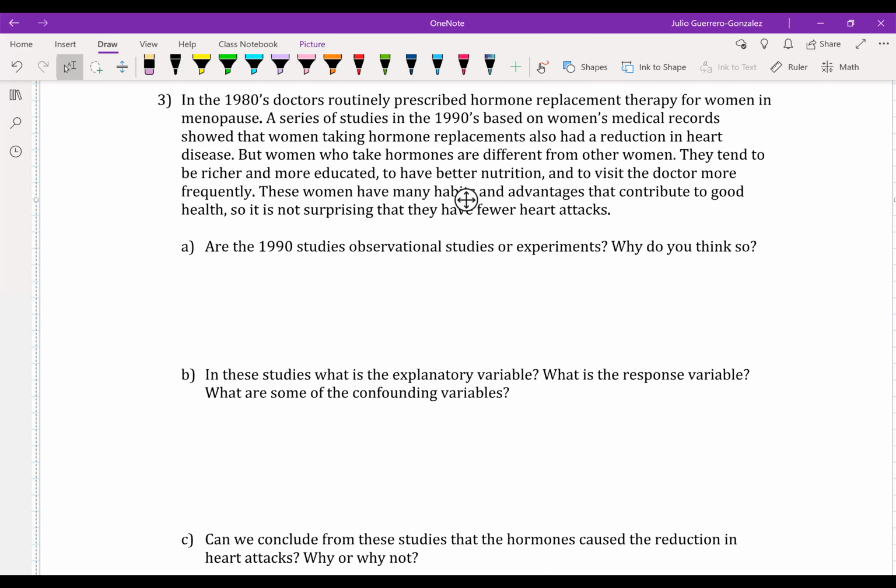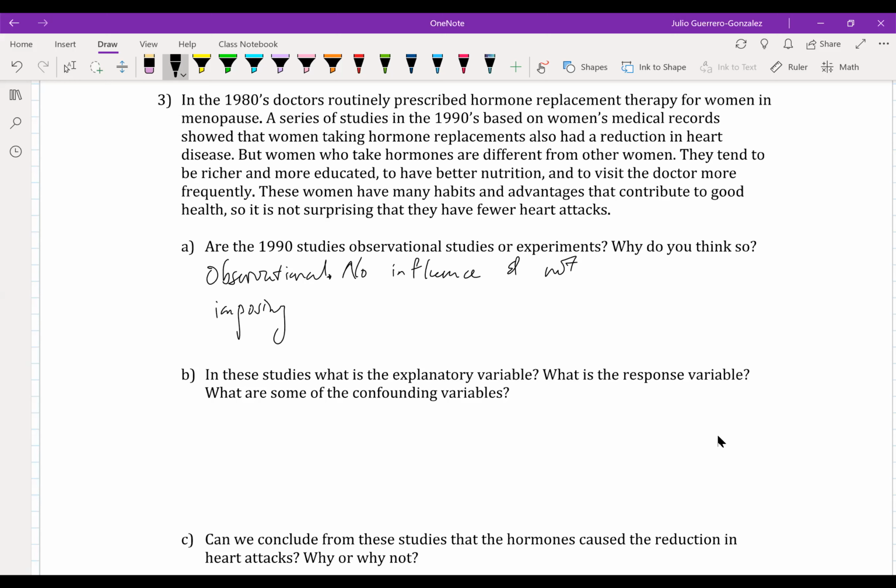Okay. Number 3. What'd you guys get? Observational or experiment? Observational. Why observational? Because they're observing the 1980 experiments, the data. Let me ask you this. So this is the question to determine whether or not you have an observational study or an experiment, right? Are they imposing treatments? No. They didn't influence it at all. Right. So no influence, and not imposing treatments. Does that make sense?